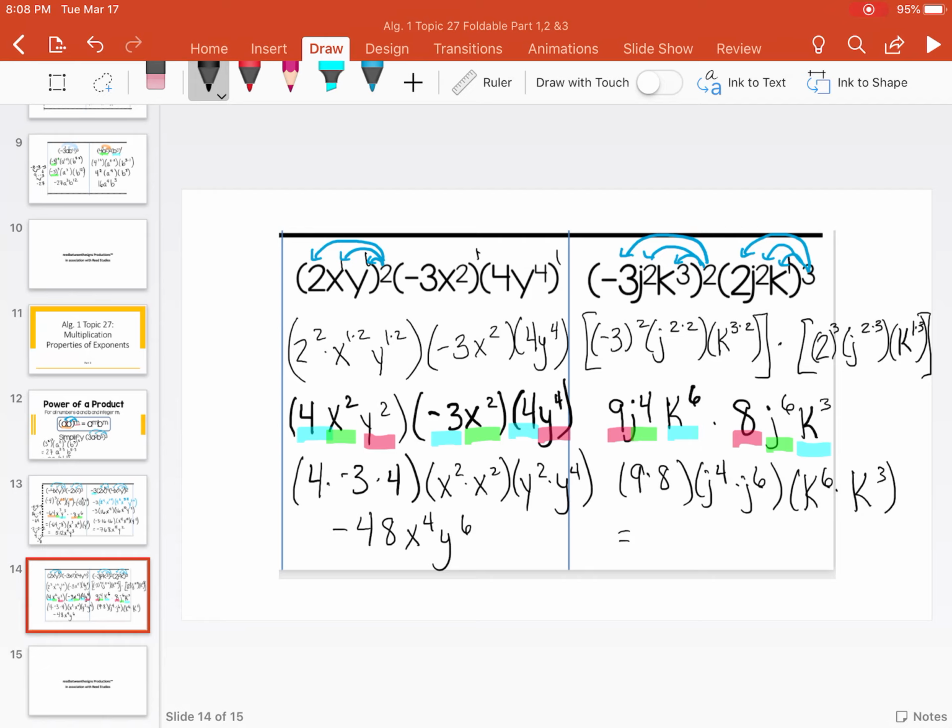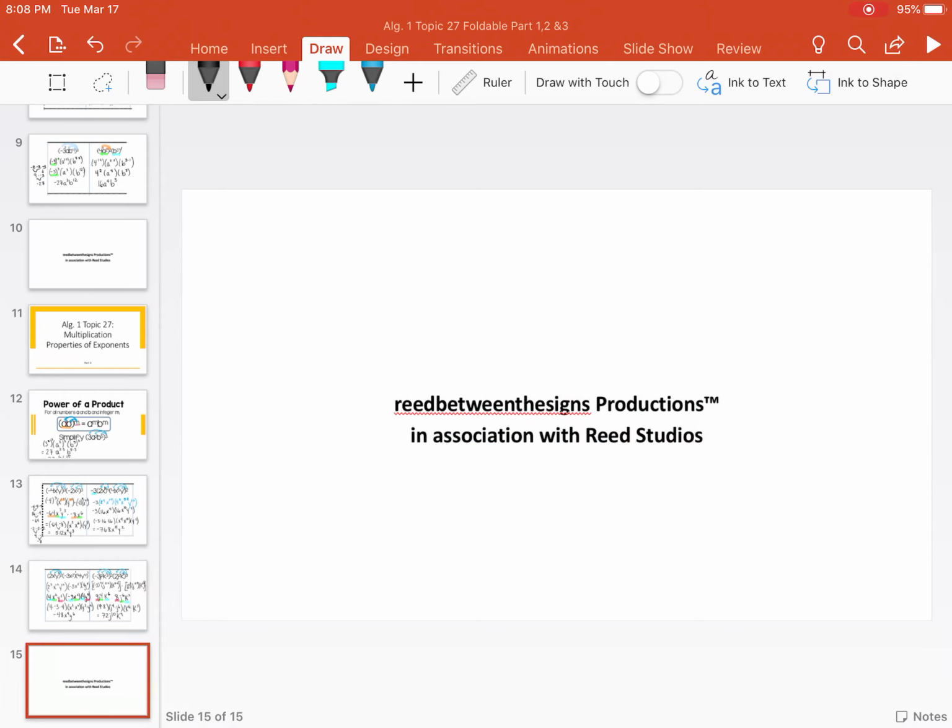9 times 8 gives us, remember those times tables? 72. J to the 4th times j to the 6th. Same base, we add the exponents, j to the 4 plus 6, j to the 10th, and then k to the 6 plus 3, k to the 9th. And that is it. Congratulations, you have hopefully become a little bit more comfortable with multiplication properties of exponents.